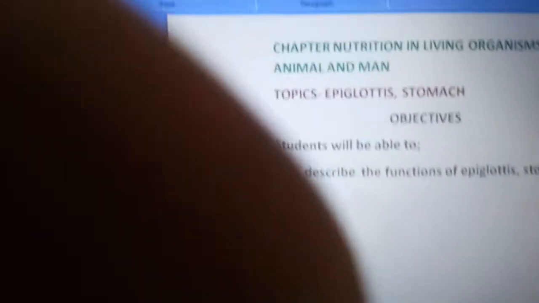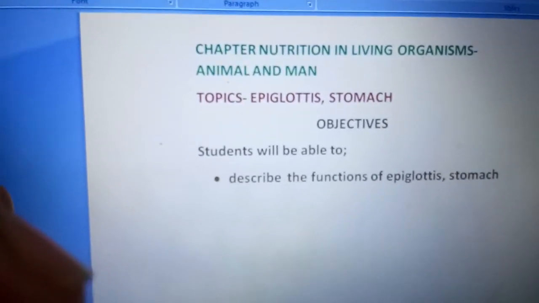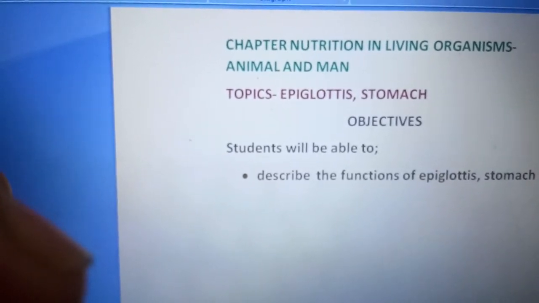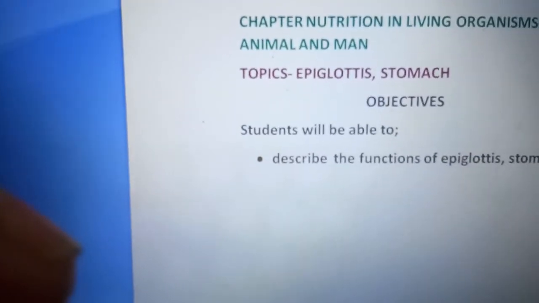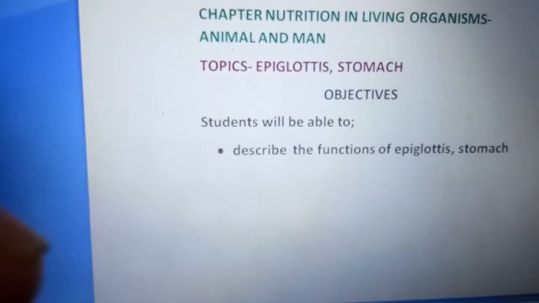Good morning, students. Today we are continuing with the chapter Nutrition in Living Organisms, Animal and Man. Yesterday we had discussed the type of teeth and tongue. Today we are going to continue with the next topic, that is epiglottis and stomach.